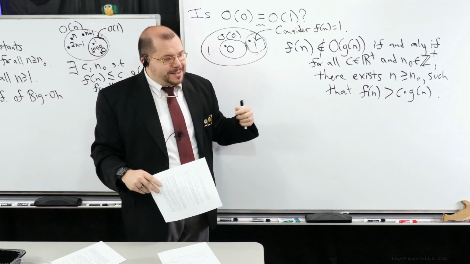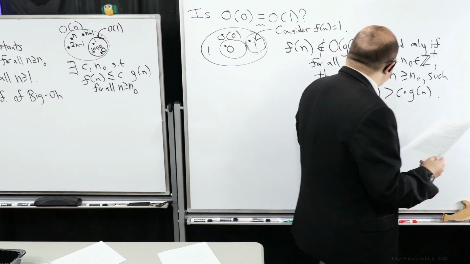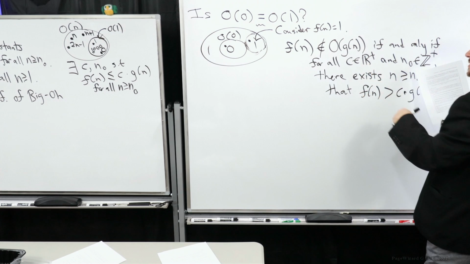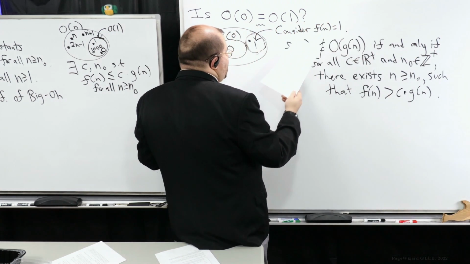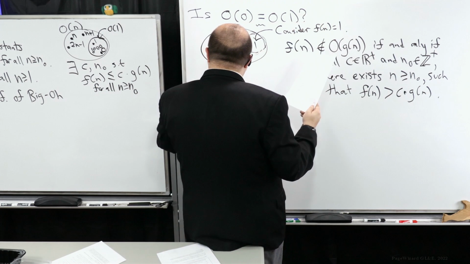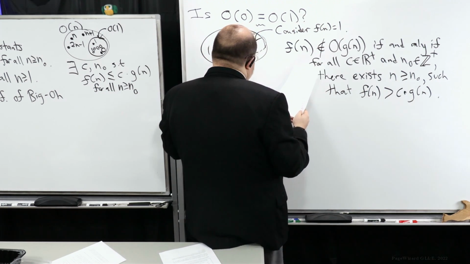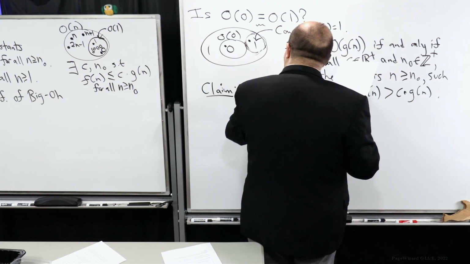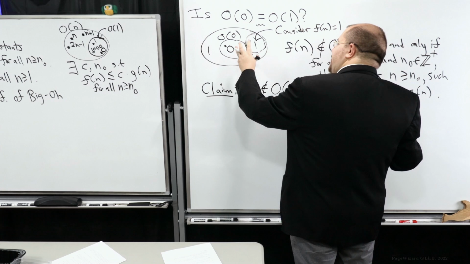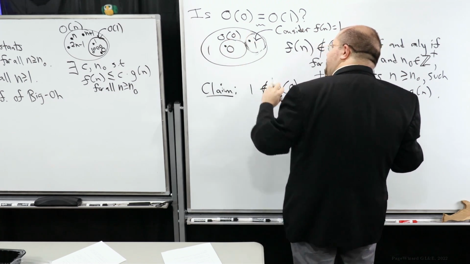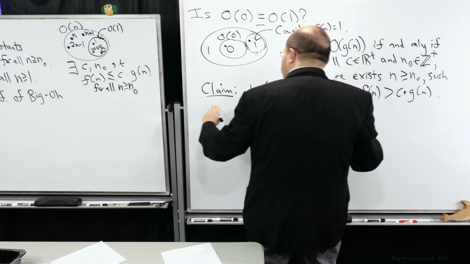Another way you could reformulate this is by using what we call proof by contradiction. There's other ways too, but we're going to use this one for this little exercise. So we're going to consider this function here. My claim is that 1 is not big O of 0. If that's the case, then it has to be the case that 1 is sitting outside of big O of 0. So let's prove this together.